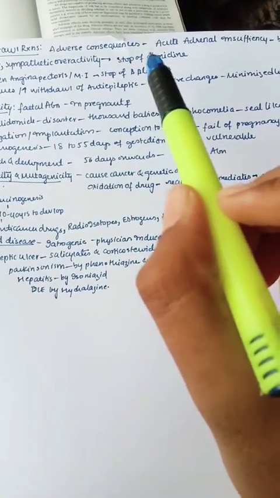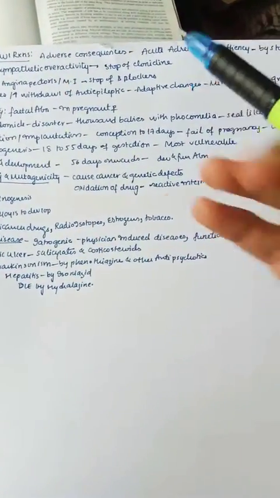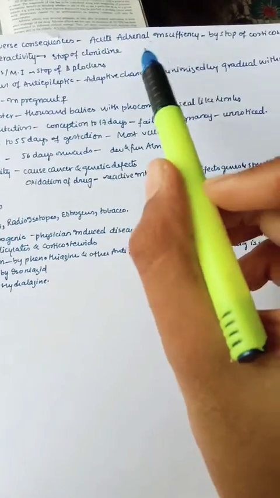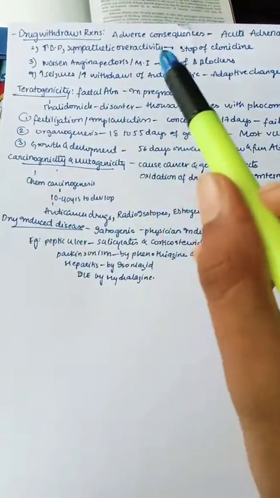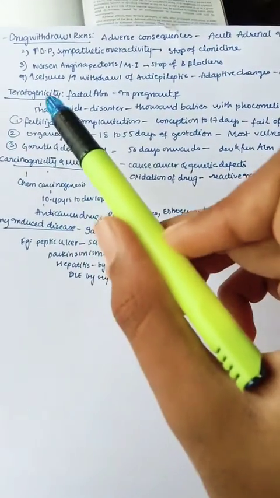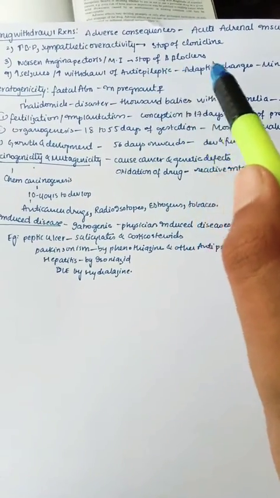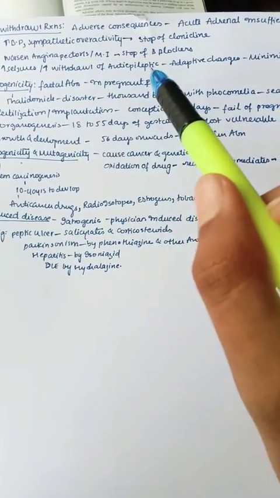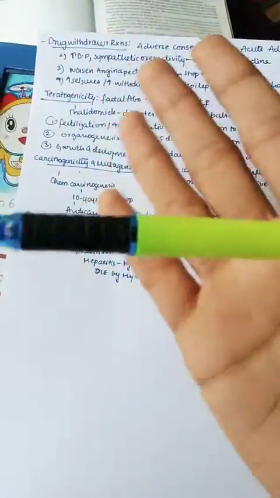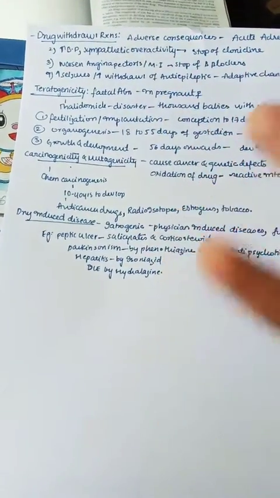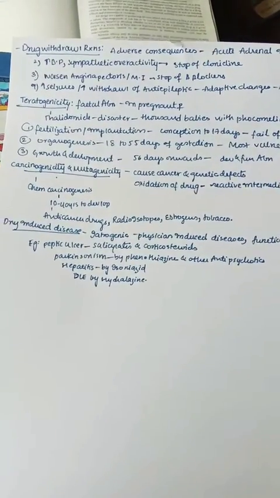So next, drug withdrawal reactions and their adverse consequences. Acute adrenal insufficiency occurs if we stop corticosteroids; increased BP and sympathetic overactivity if we stop clonidine; worsening of angina pectoris and myocardial infarction if we stop beta blockers; and increased seizures if we withdraw anti-epileptics. Adaptive changes are minimized by gradual withdrawal. So whether therapeutic drugs or illicit drugs, they should be withdrawn in a very slow manner so that they will not show any withdrawal symptoms.